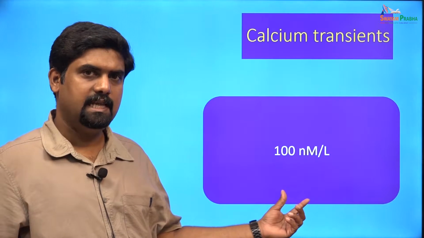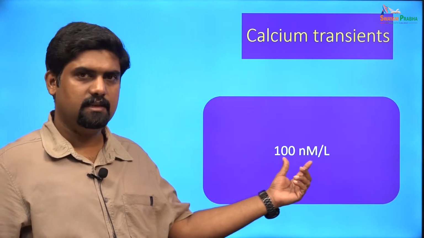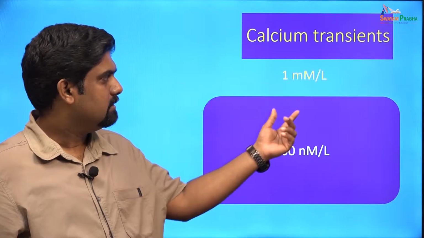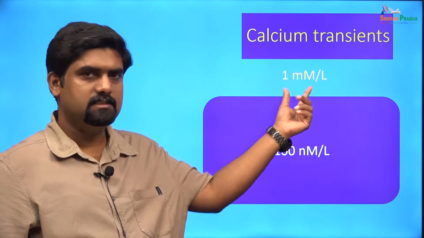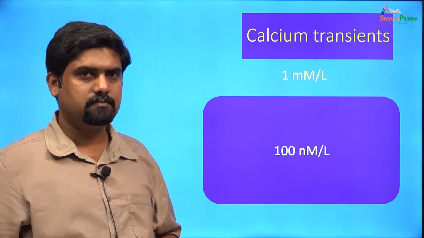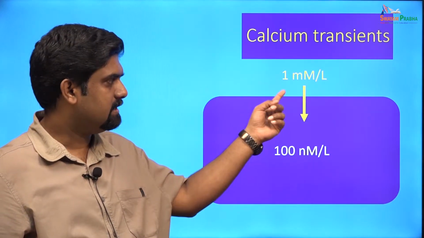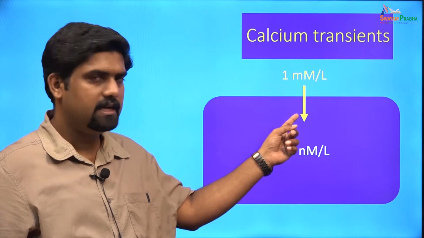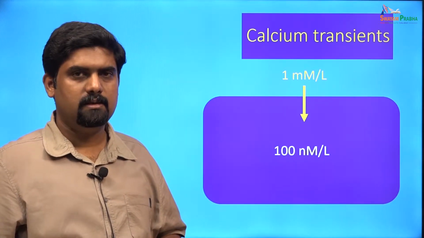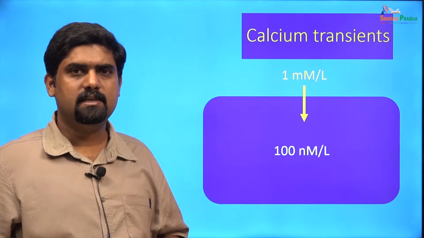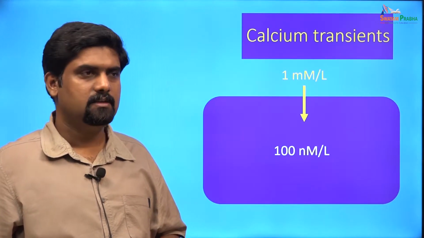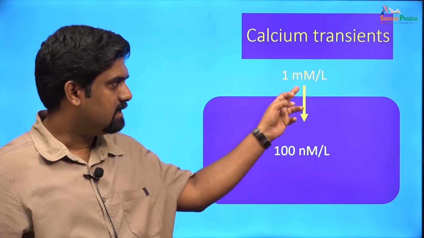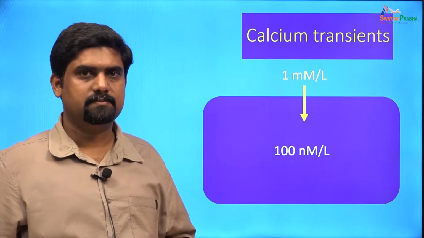This is the cartoon of a cell. We know that the normal intracellular calcium concentration is about 100 nanomoles per liter. The normal extracellular calcium concentration is about 1 millimole per liter. So there is a concentration as well as electrical gradient for the influx of calcium from outside to the inside of the cell. But we know that the cell is impermeable to calcium at rest. So various transporters are present on the cell membrane which facilitate the entry of calcium from outside to the inside.